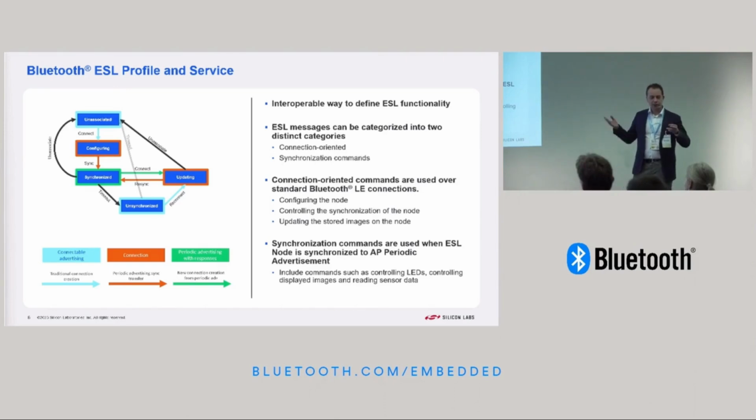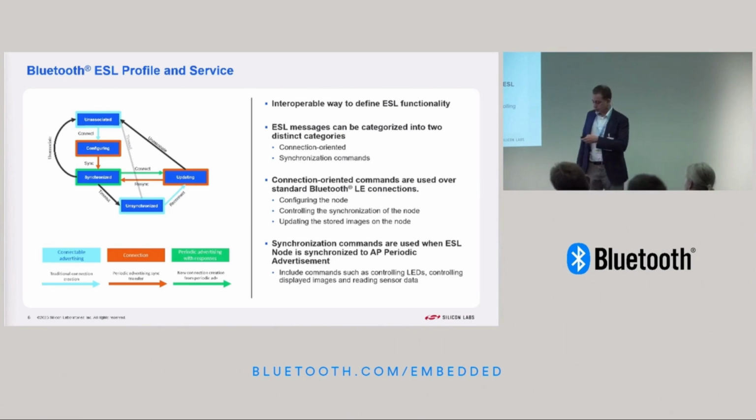So now we have the PAWR, and the context of how the Bluetooth ESL application utilizes it. And by the way, one important point: once we are in a synchronized status, we can send commands to the devices. For example, change image, blink an LED, or report the temperature. All that can be done within this synchronized status because we have bidirectional communication.